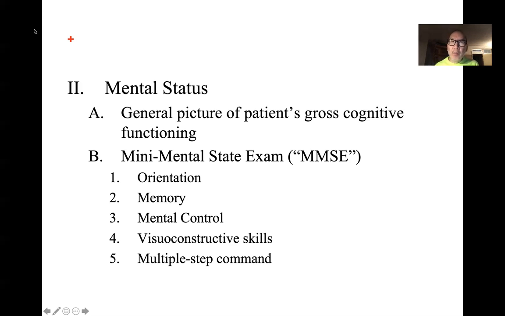Probably the most common one is the Mini Mental State Exam, MMSE. Again, there's a set series of questions you can ask the examinee very quickly that tests things such as orientation. Now, orientation refers to the person's appreciation of time, place, and person. Time means what year it is, what month, what day of the week, what time, and so on.